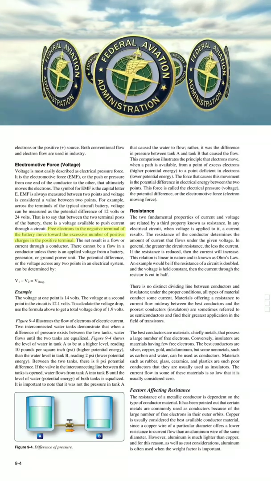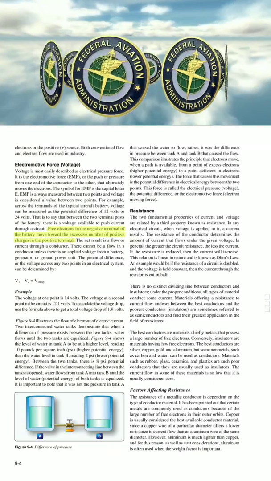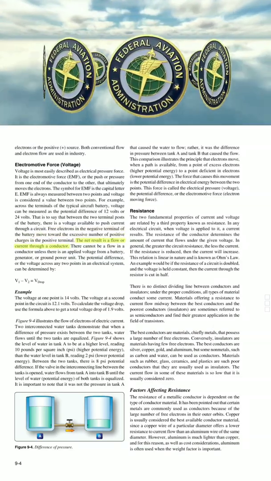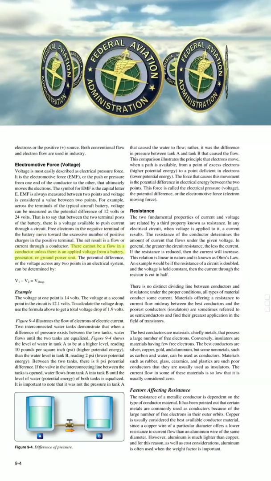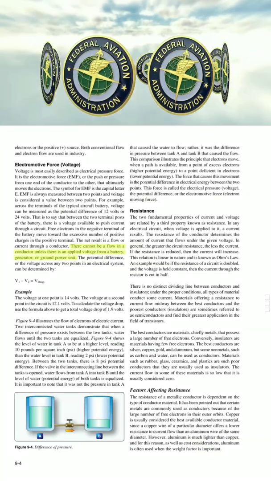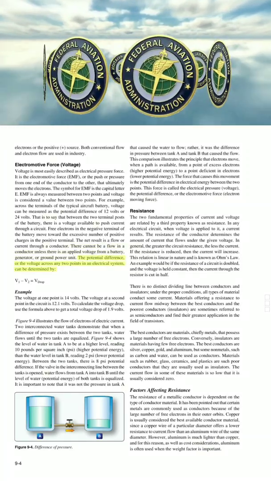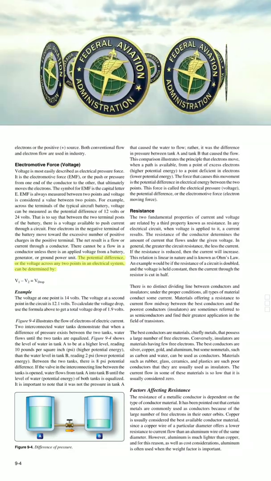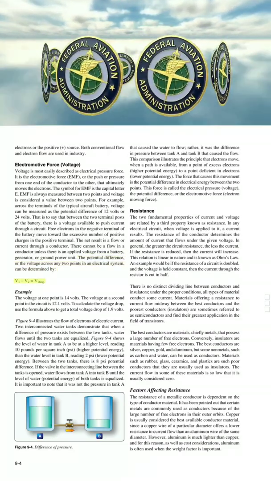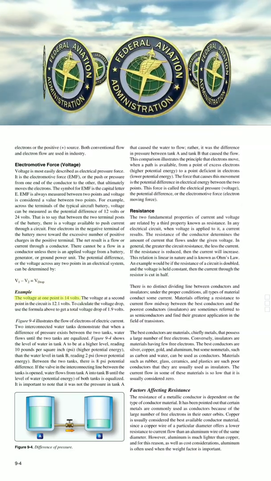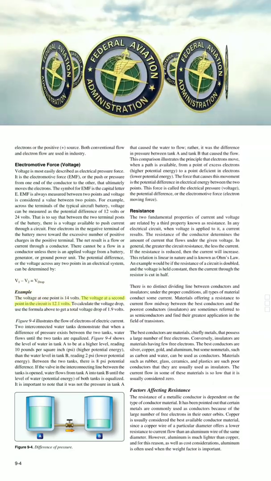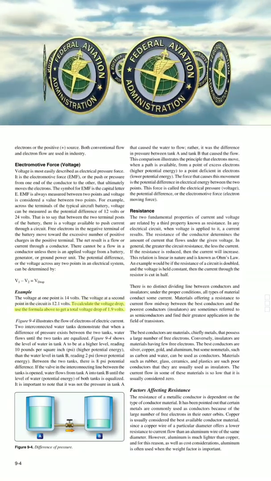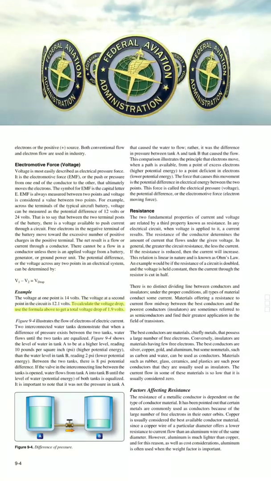Free electrons in the negative terminal of the battery move toward the excessive number of positive charges in the positive terminal. The net result is a flow or current through a conductor. There cannot be a flow in a conductor unless there is an applied voltage from a battery, generator, or ground power unit. The potential difference, or the voltage across any 2 points in an electrical system, can be determined by V1 - V2 equals V drop. Example: the voltage at one point is 14 volts. The voltage at a second point in the circuit is 12.1 volts. To calculate the voltage drop, use the formula above to get a total voltage drop of 1.9 volts.